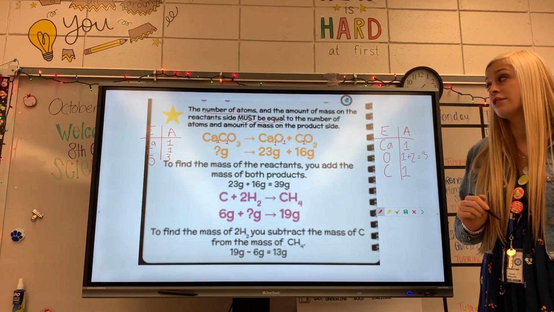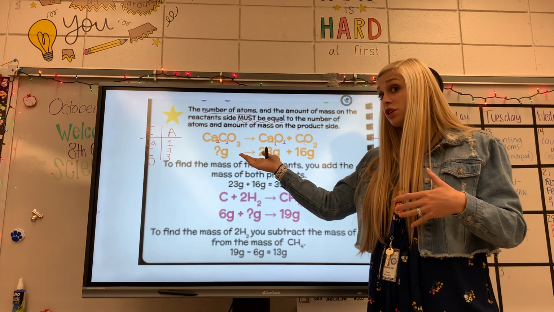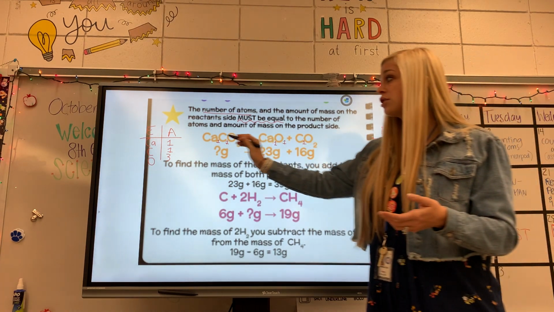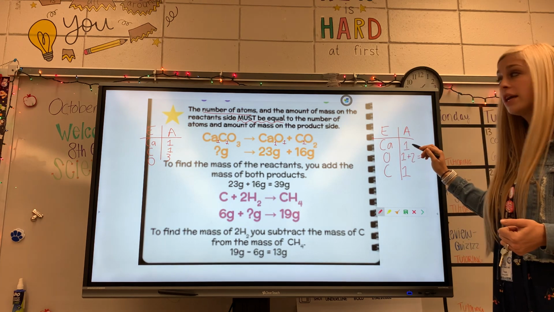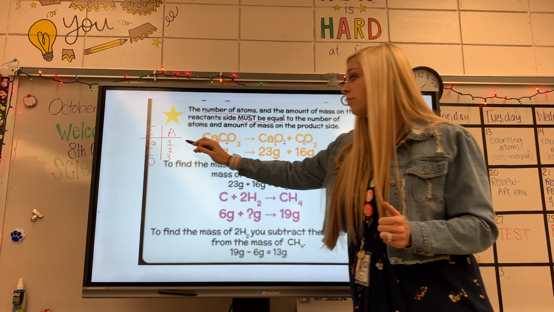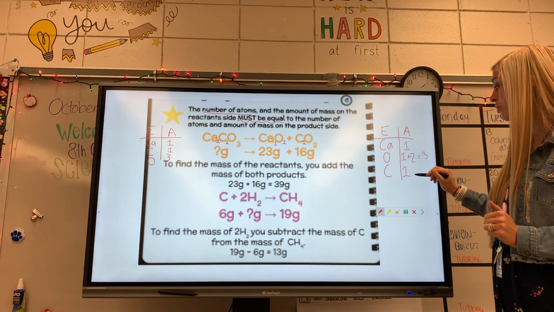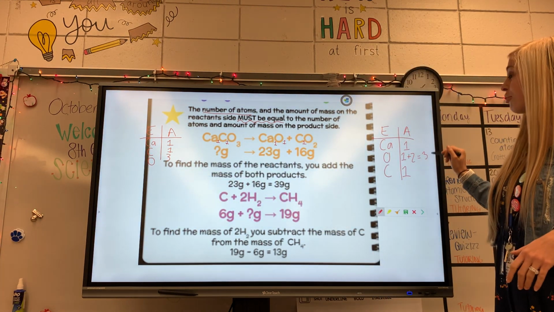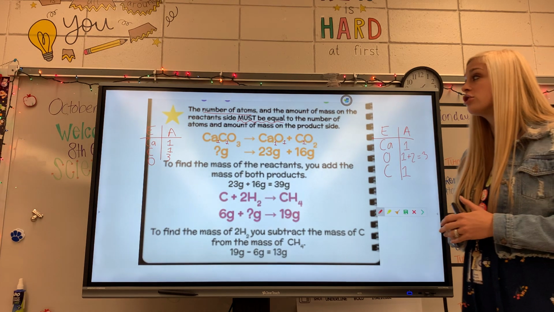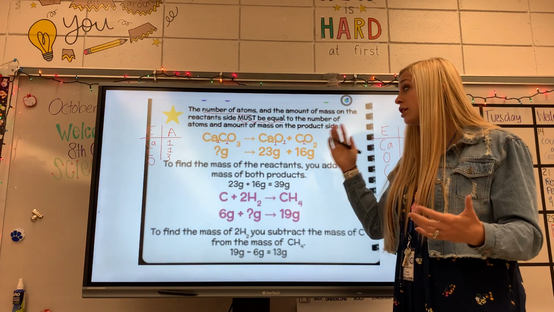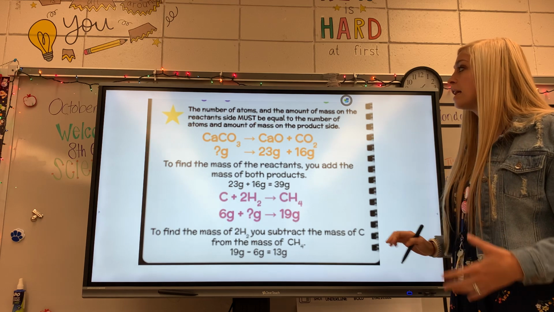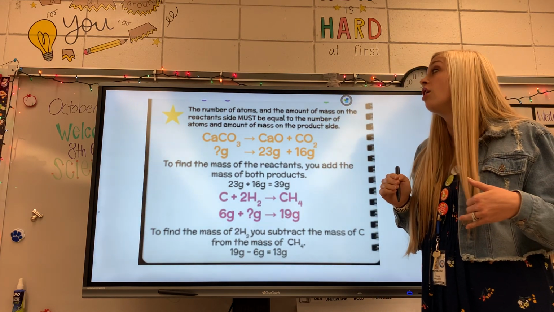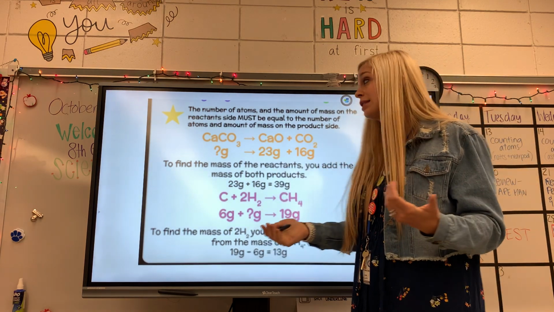Remember, the law of conservation of mass says that what you start with, your reactants, must equal your products. We started with 1 atom of calcium, we ended with 1 atom of calcium. We started with 1 atom of carbon, we ended with 1 atom of carbon. Started with 3 atoms of oxygen, ended with 3 atoms of oxygen. So we can count the atoms and see that they're equal on both sides. Let's look at what the rest of this said. It said that the mass of the reactants must be equal to the mass of the products.